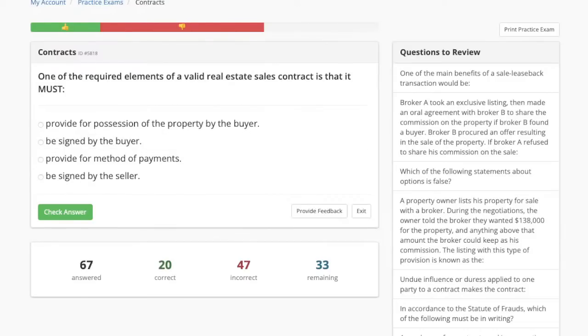Okay, here we go. Let's look at the question on the board. One of the required elements of a valid real estate sales contract is that it must A, provide for possession of the property by the buyer, B, be signed by the buyer, C, provide for methods of payment, or D, be signed by the seller.